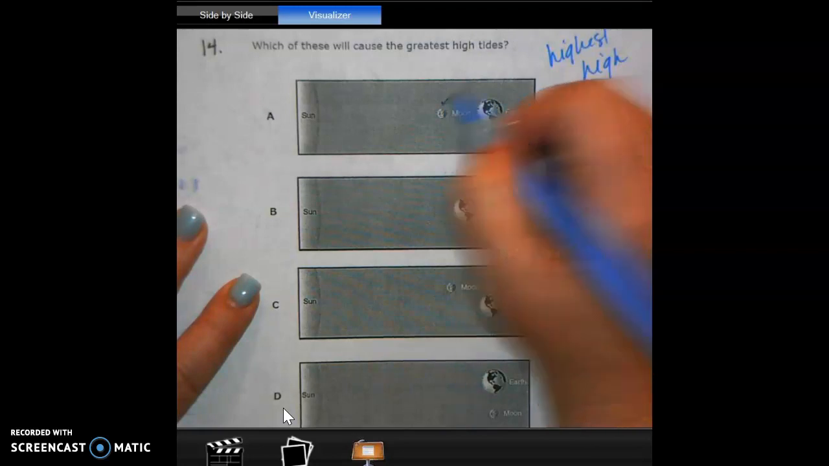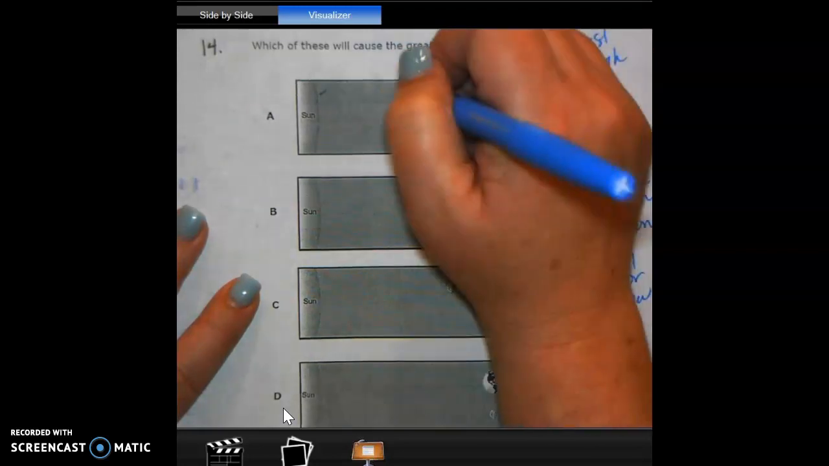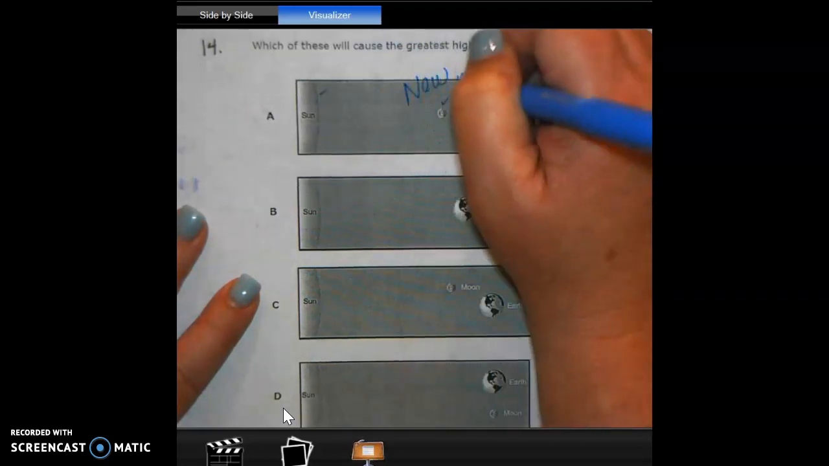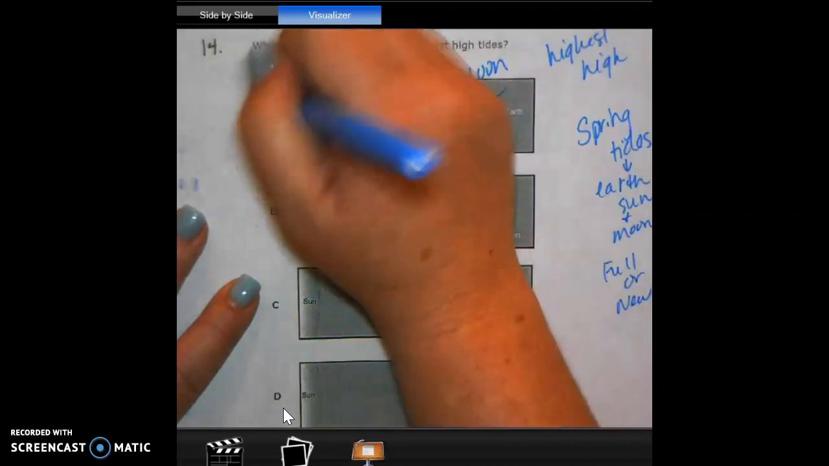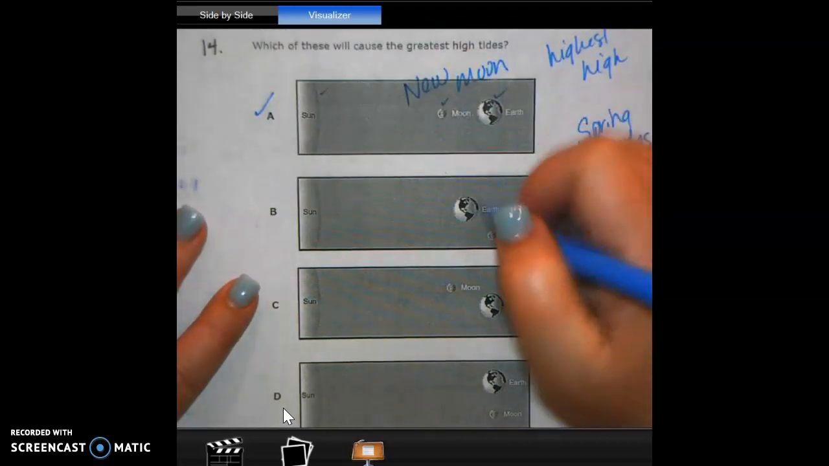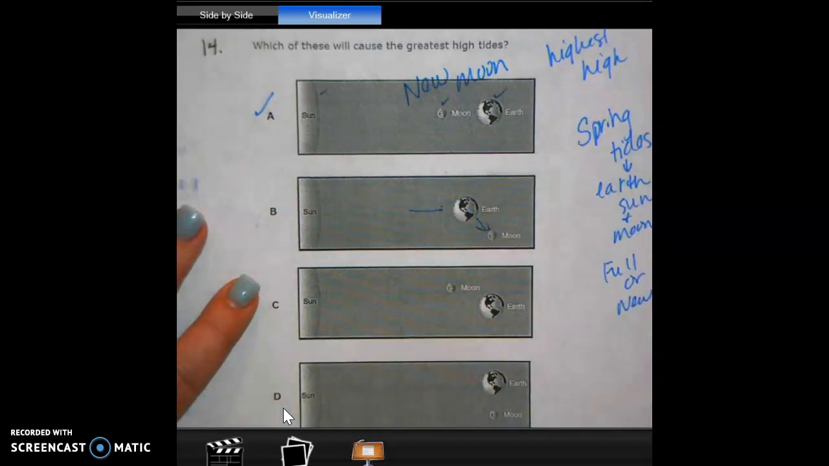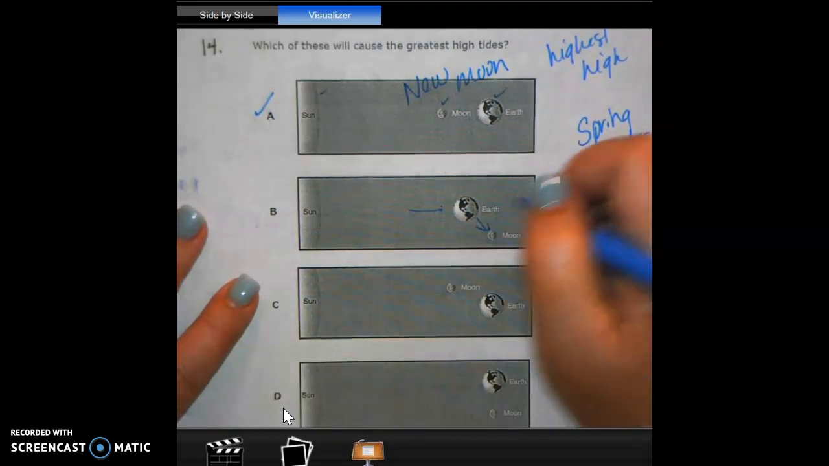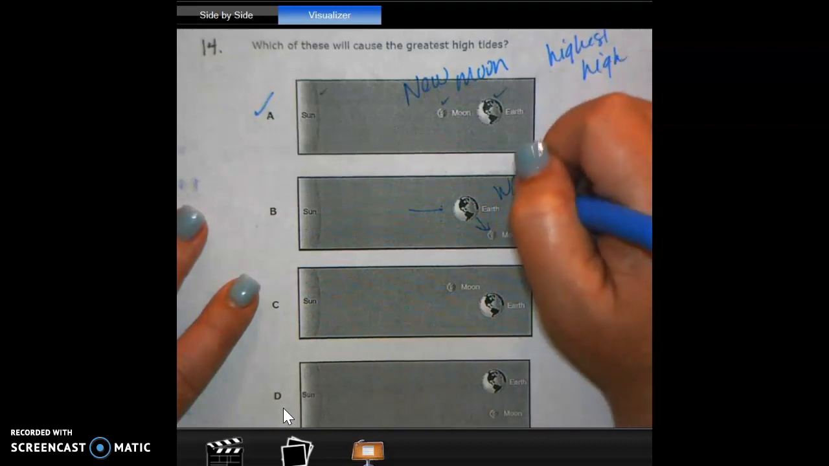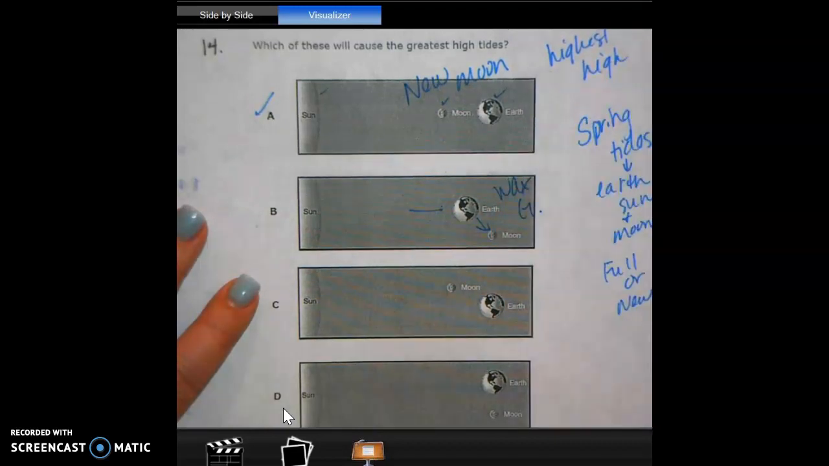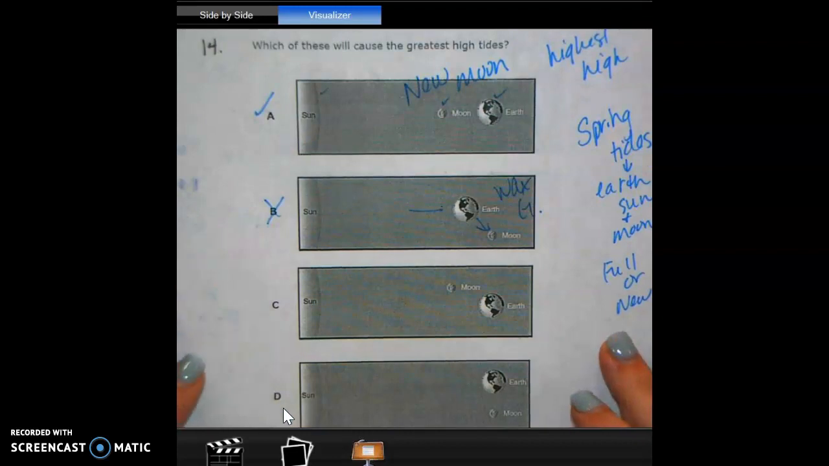This one has the moon in the middle, the Earth and the Sun, so this is a new moon phase. So this would have spring tides happening. This right here has the sun and the moon not in line. This one is actually a waxing gibbous moon, and so that would not occur. That would not cause spring tides.